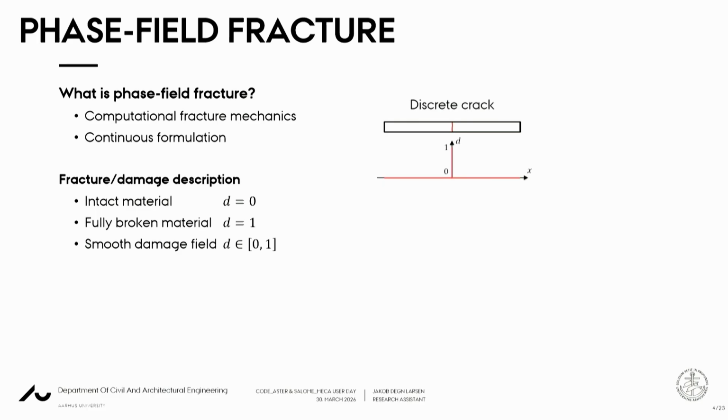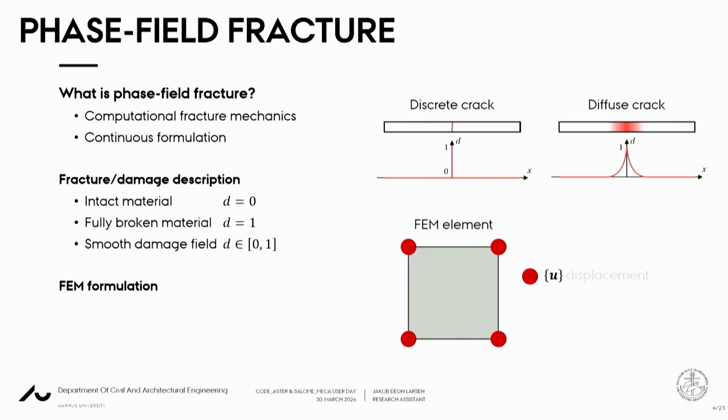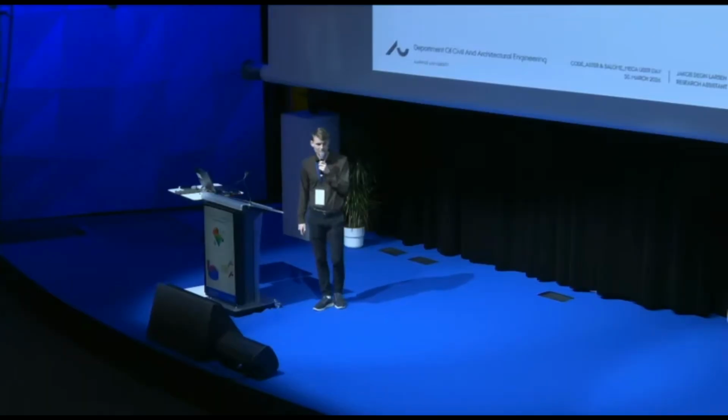So instead of a discrete crack, we can consider a diffuse crack instead, in which case the damage variable would look something like this. And this is the main philosophy of phase field fracture, that we approximate these discrete cracks by diffuse ones. In a finite element formulation, we can consider a general finite element where we have the displacement degrees of freedom at the nodes. In this case, we would add a scalar damage degree of freedom at each of these nodes. Okay, so that was what is phase field fracture.